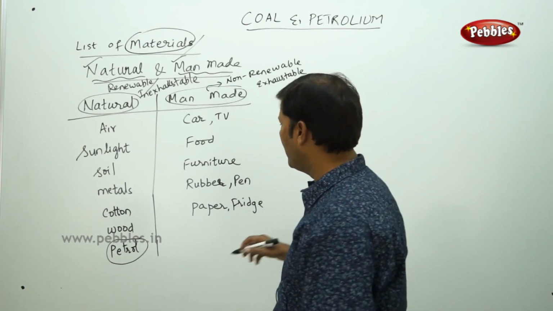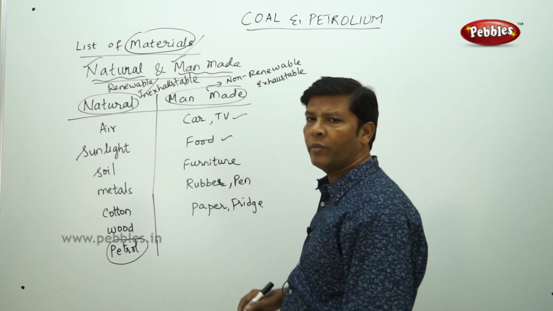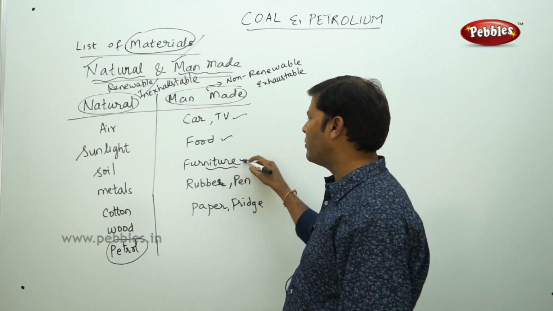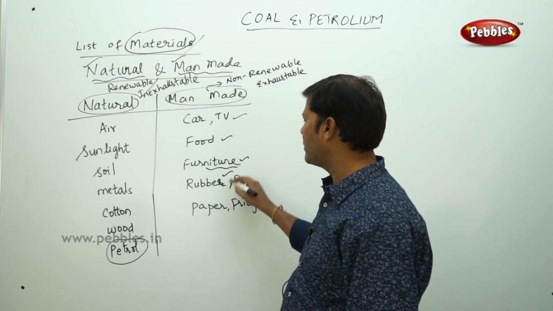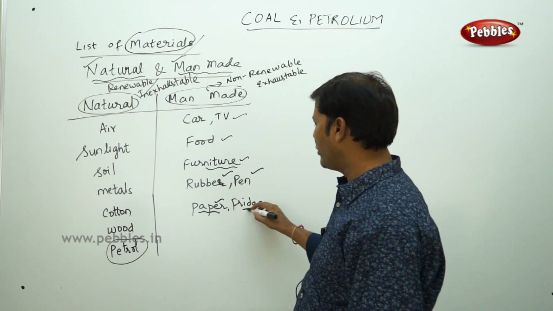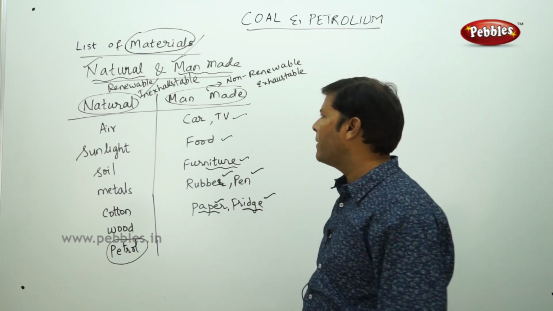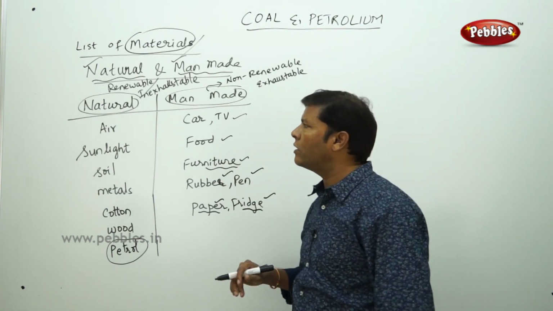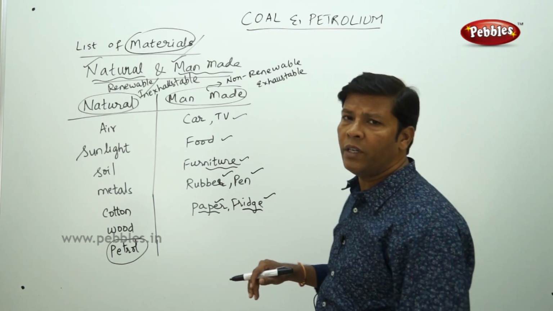So in this table, if you take car and TV, it is only manufactured. Then food also depends on the yield of the crop by which we are trying to produce it. Furniture depends on the quantity of wood which we are trying to take, which is limited in the resource. And rubber, which is made up of plastic. Pen, synthetic plastic. Paper, we get it from wood again. Fridge, again from different synthetic polymeric compounds, high density polymers. So therefore we can classify systematically the difference between the renewable source of energy and non-renewable source of energy in the form of natural materials as well as man-made materials.